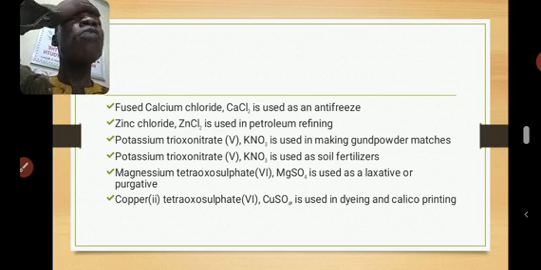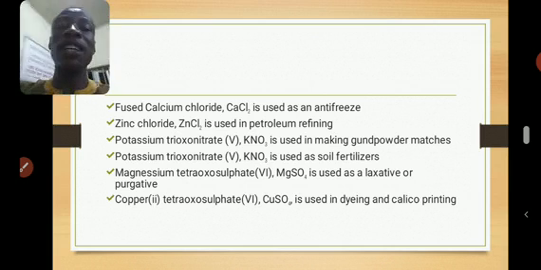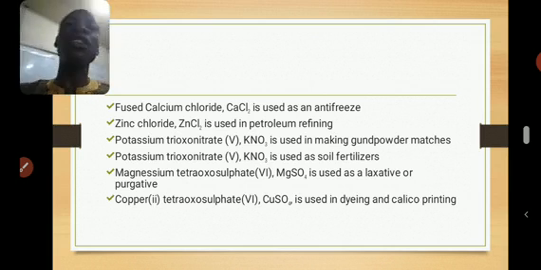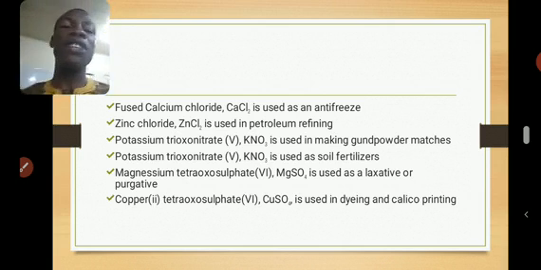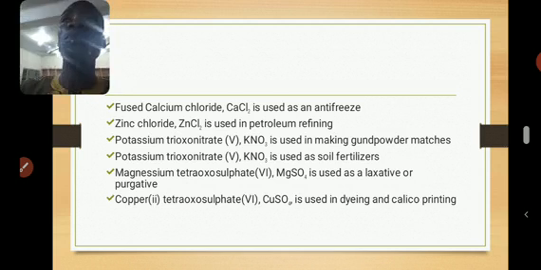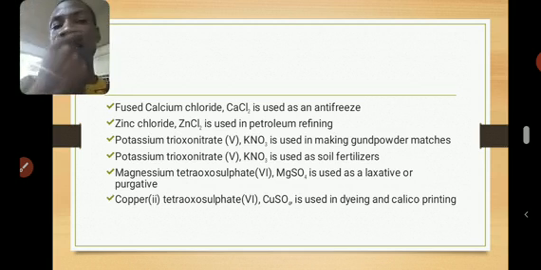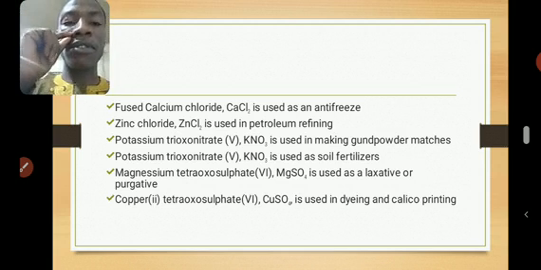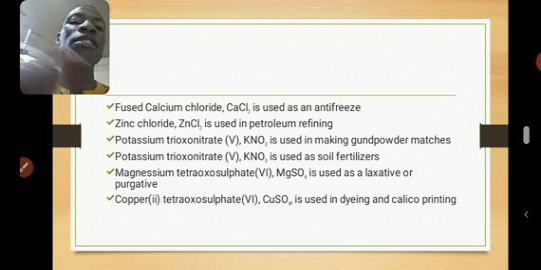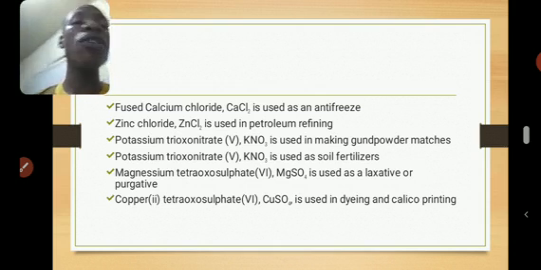Then remember that calcium chloride is also a deliquescent substance. Remember potassium hydroxide, calcium chloride. So it's also used as drying agent. So apart from being used as antifreeze, it can be used as drying agent. Now zinc chloride is used in petroleum refining. Potassium nitrate is used for making gunpowder.